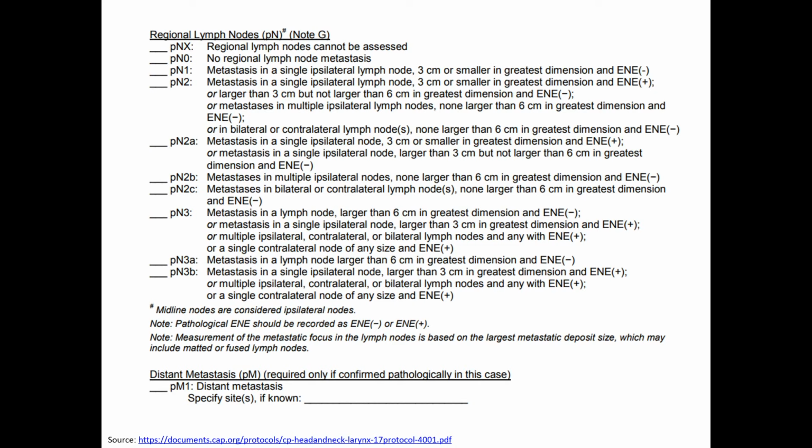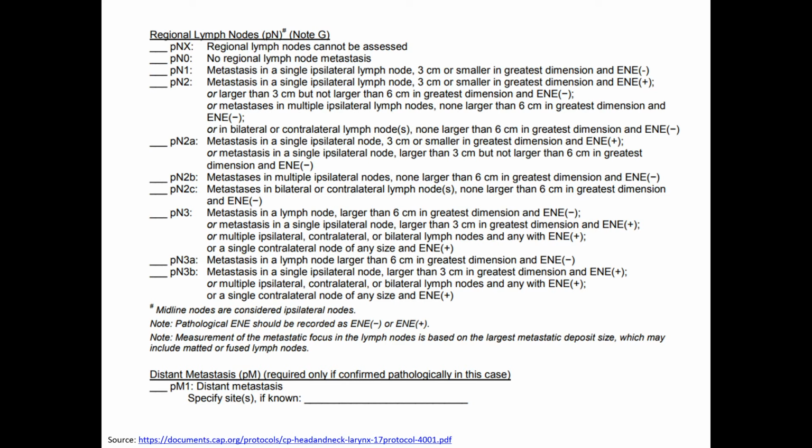And one final point on lymph nodes. Is this talking about deposits? So size of metastatic deposit is 3 centimeters or smaller versus the lymph node as a whole. So say, for example, you have a 1 centimeter tumor deposit in a 3.1 centimeter node. Would that be counted as a 3.1 centimeter positive lymph node, or are you just counting the deposit?